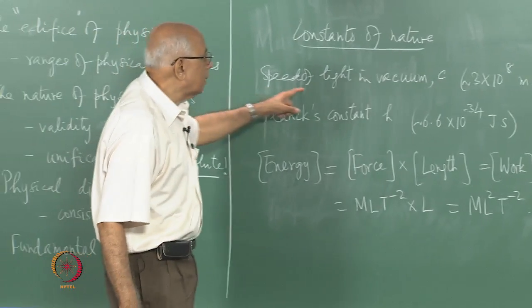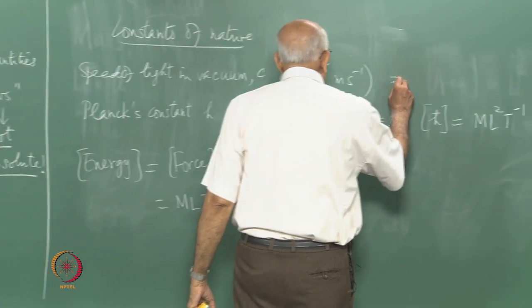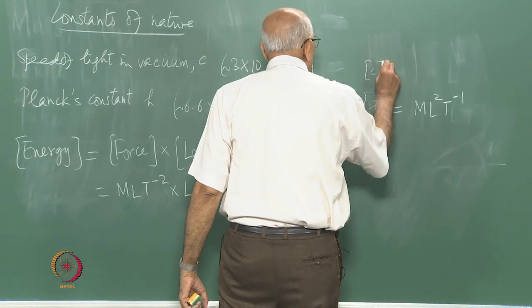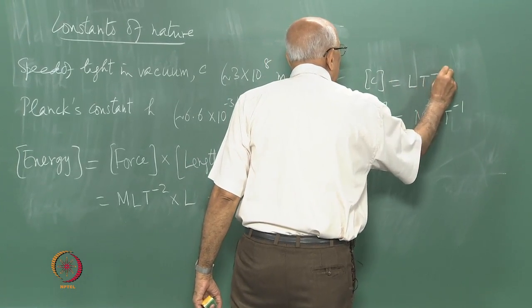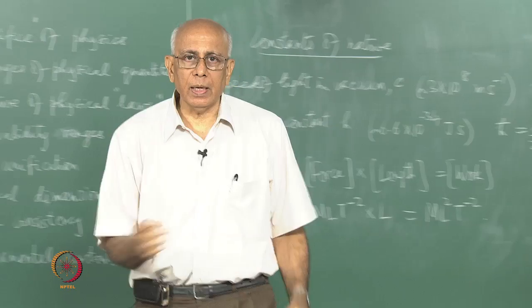What are the physical dimensions of c? This of course is immediately obvious. c is equal to L t inverse. It is a speed, and therefore it is distance divided by time.